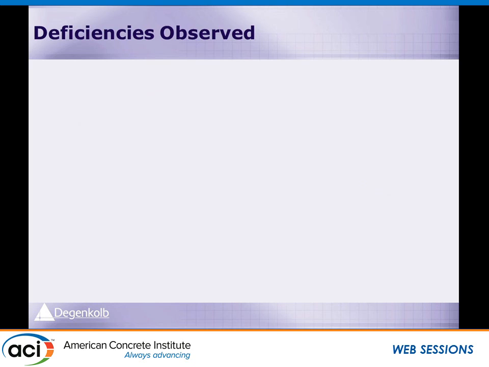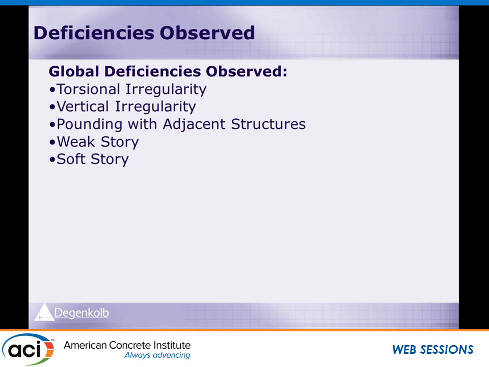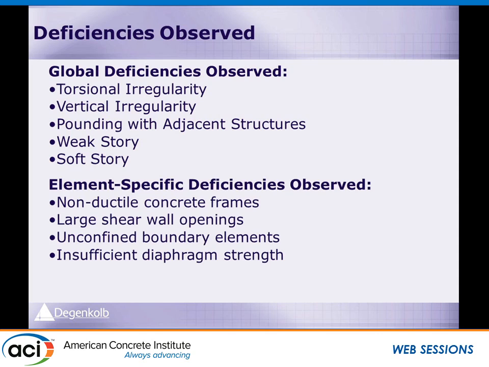They are all classic deficiencies. In terms of global deficiencies, there are torsional and vertical irregularities, and pounding with adjacent buildings, which is a seismic joint issue, and soft stories. And then there are element-specific deficiencies, which include non-ductile concrete frames, like captive columns, and large shear wall openings, like large openings in the middle of a shear wall or the middle of a diaphragm, and then unconfined boundary elements in the shear walls, and insufficient diaphragm strength, especially connection strength, diaphragm to wall connections or diaphragm to frame connections, and many more.